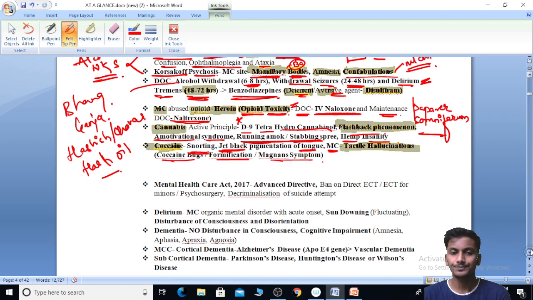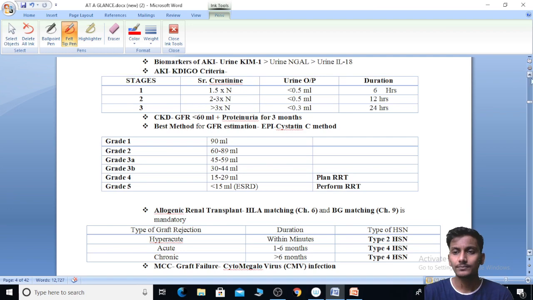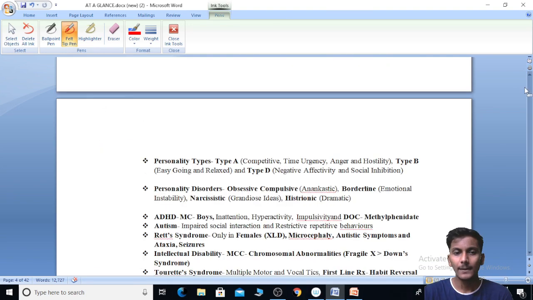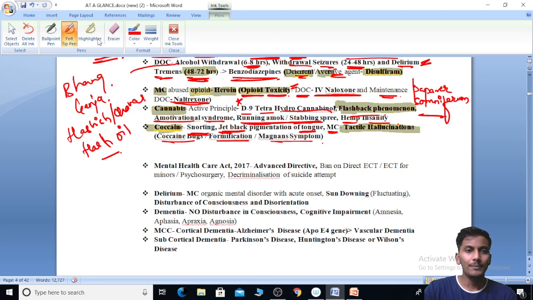Right, important one. Next, talking about your Mental Health Care Act now, important one. Mental Health Care Act 2017 was a recent amendment which was done. Okay, Mental Health Care Act 2017 has given an advance directive. And what do we mean by advance directive?